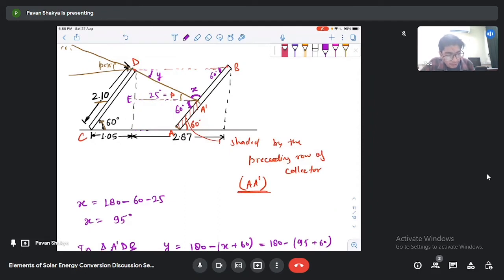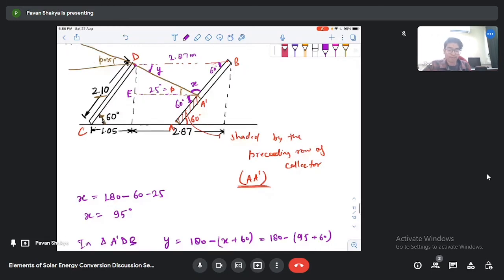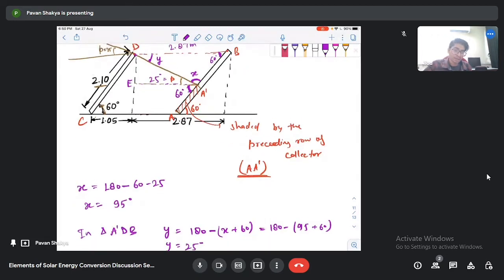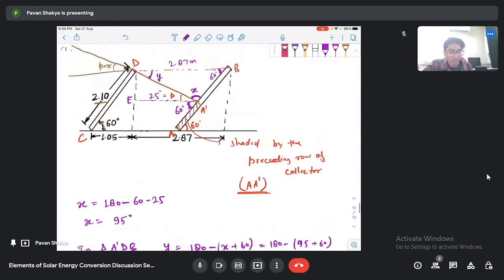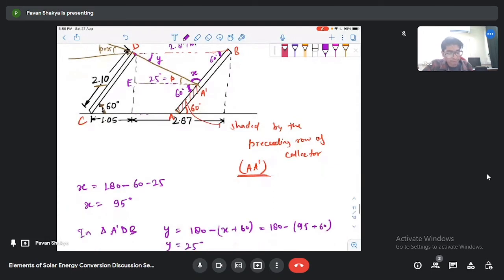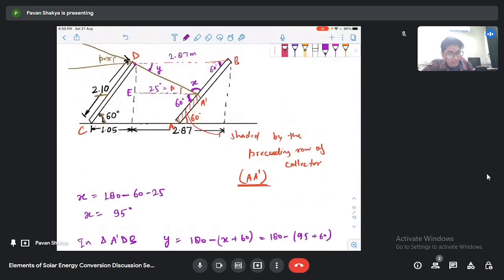Now we have all the values of the angles in triangle A prime DB. Now this distance DB is given in the problem as 2.87 meters. In the triangle A prime BD, you have all the angle values and one edge, so you can easily calculate the other edges' dimensions. In this triangle, what we want to calculate is this length A prime B.